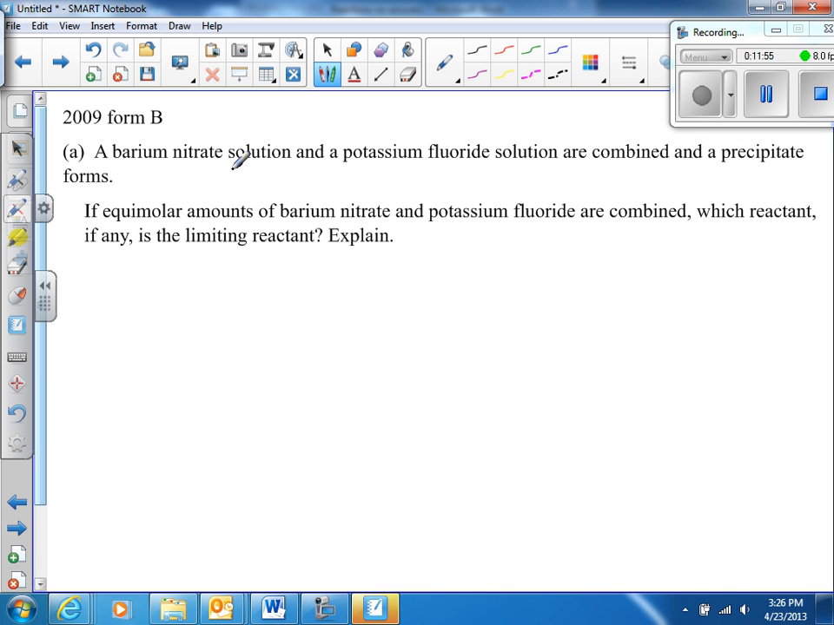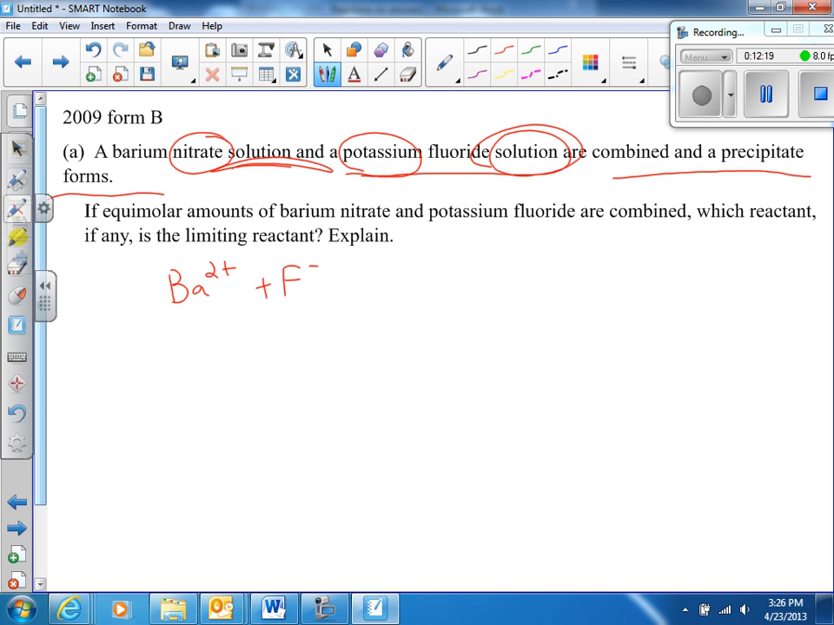Okay, barium nitrate solution. And so we know the stuff splits apart, and I noticed the nitrates, so I'm automatically just going to write Ba2+, and I'm going to hope that I'm not going to worry about the nitrates. A potassium fluoride solution, and potassium, I'm not going to worry about the potassium because K+, alkali metals, always soluble. So I'm just going to worry about the fluoride for now, and I'm going to keep reading. These are combined, and a precipitate forms. We know there's a precipitate. There's only one possibility. BaF2, balance, we're done.